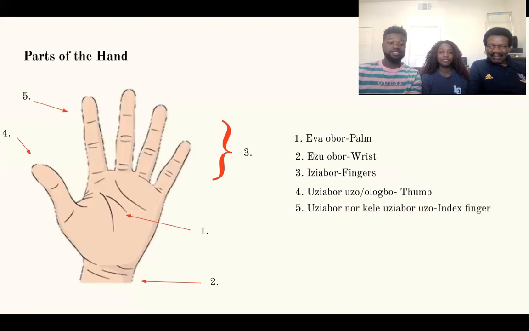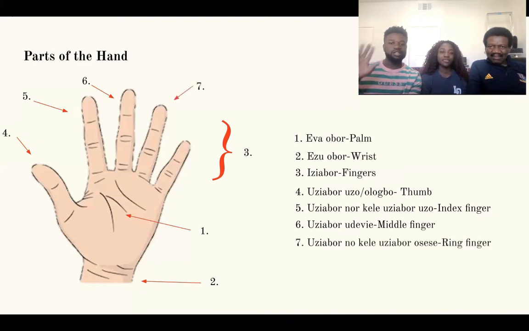Next would be the index finger. So this is a little bit of a longer translation, but it's Uziabo Nokele, Uziabo Uzo. And so what that literally translates to is Uziabo finger, Nokele is next to Uziabo Uzo, the thumb finger. So it's the only finger that's next to your thumb. And that's what it literally translates to, or index finger. For the middle finger, that'll be Uziabo Odevye. And that's basically finger of the middle.